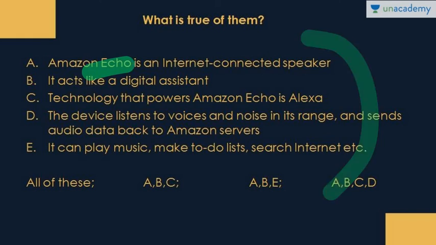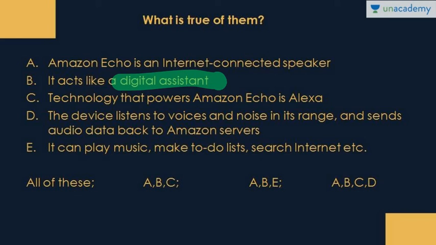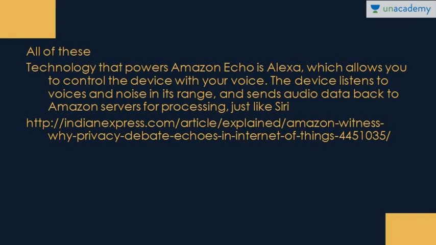If you look at options here, the first one is absolutely correct, it is an internet connected speaker. Works like a digital assistant, pretty much like Apple has its digital assistant Siri. So it works the same way, and the technology that powers it is known as Alexa, and it works on noise signals. Once you give it noise commands or voice commands, whatever you may call it, it functions accordingly. If you look at D and E, they both are also correct. So we here have all of these as the correct option. See, due to a murder in one of the countries, there was this Amazon Echo device which could help in the detection of who did the murder, and in that context this was a bit in news. This is the corresponding article of the Indian Express.